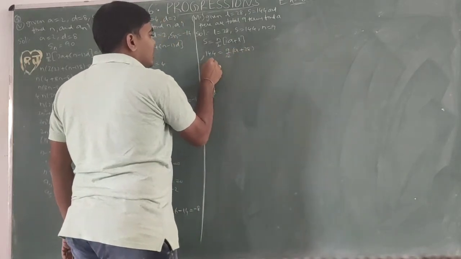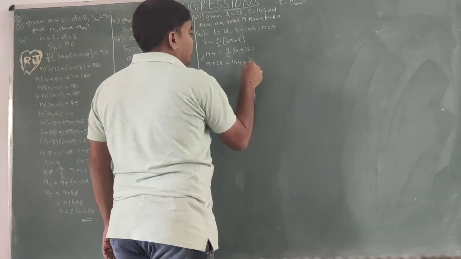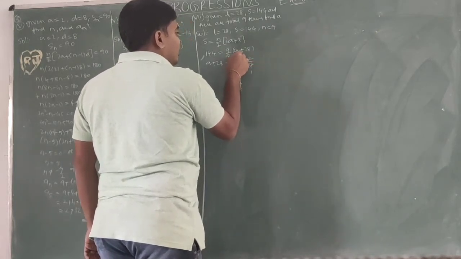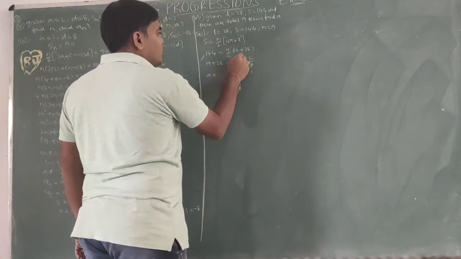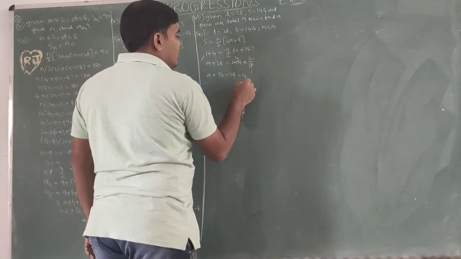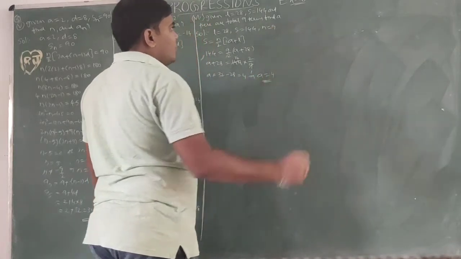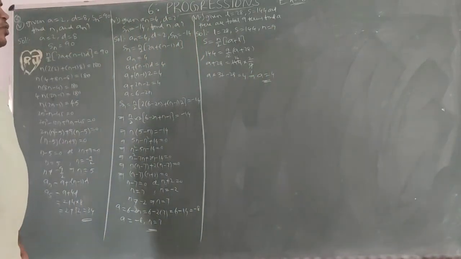So a plus 28 equal to 144 into 2 by 9. 9 into 16. a plus 28 equal to 16 into 2, 32. 28 bringing outside: 32 minus 28 equal to 4. a equal to 4. So this is the solution.